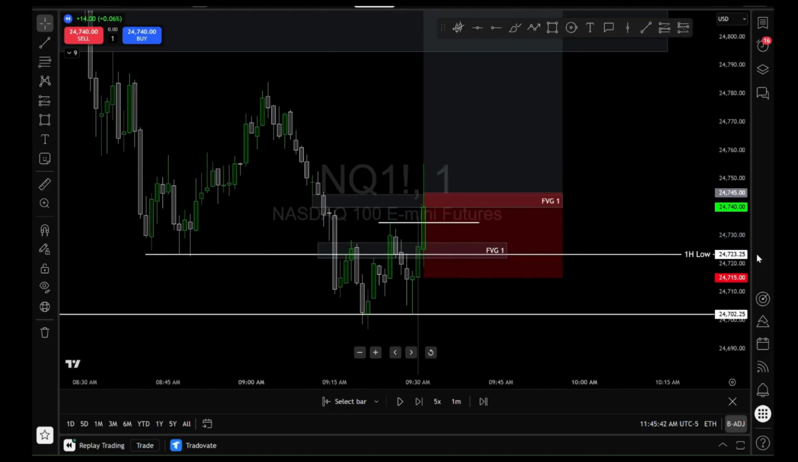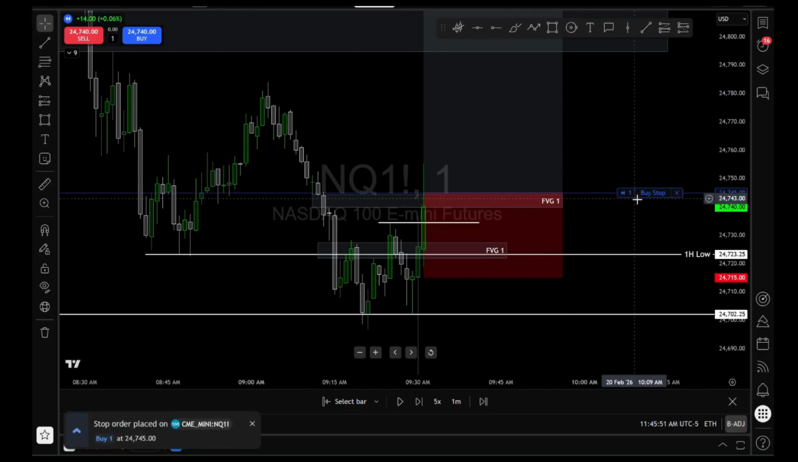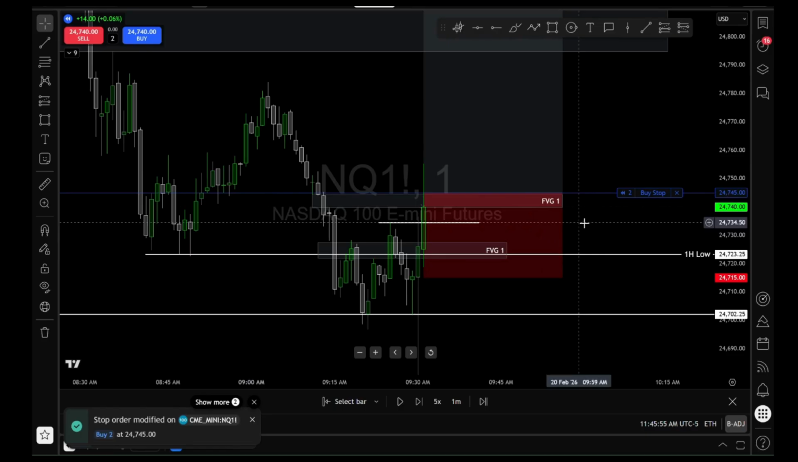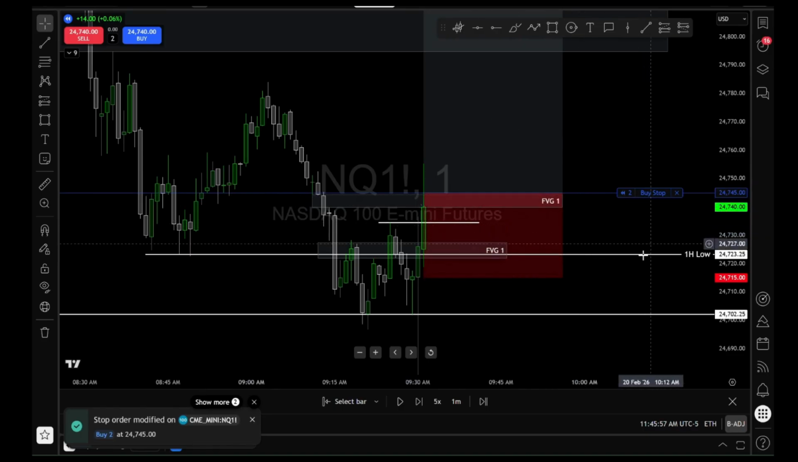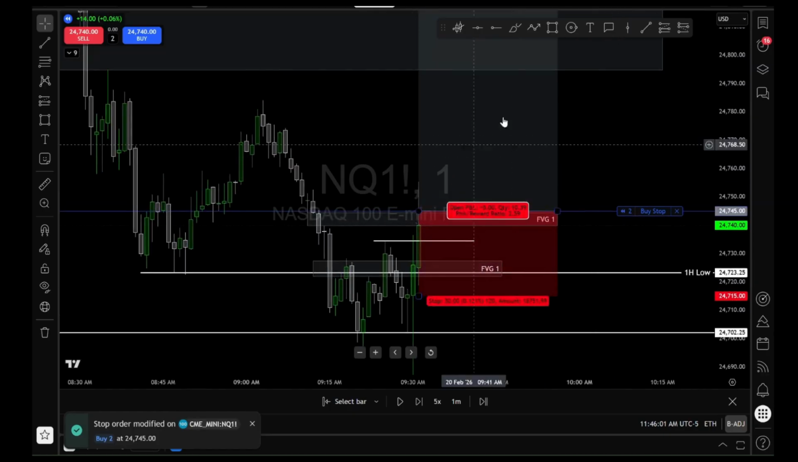Once we filled this fair value gap and then it starts pulling back, actually I'll just go ahead and do this on replay mode so you can see exactly what I did. Right when it starts pulling back, that was when immediately I had a buy limit set right there. I did two contracts, by the way. I was confident that we were going to make the move up.